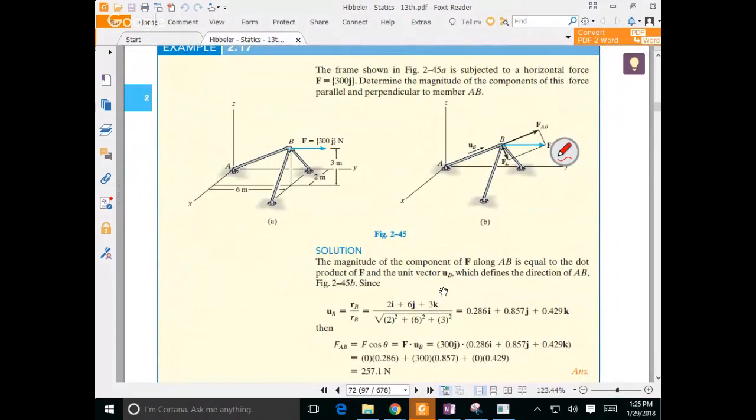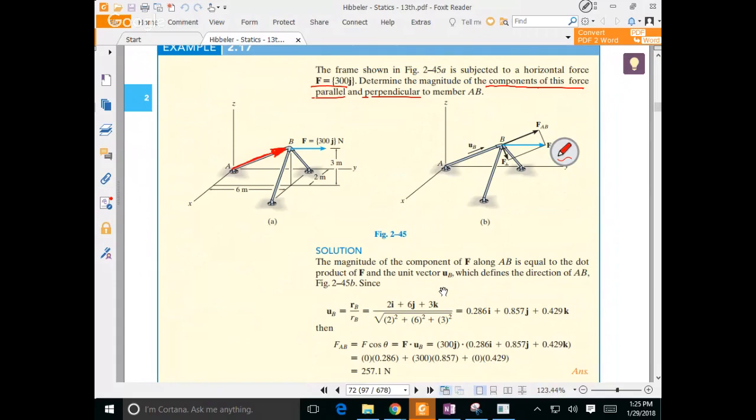So here he has a force. The frame is subject to a horizontal force. You just got to determine the magnitude of the components of this force parallel and perpendicular to member AB. So first of all, you would want to find that vector. Then you need to unitize it, so to speak.